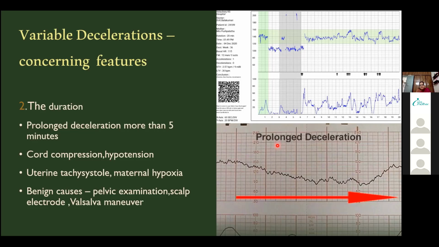So prolonged deceleration is pathological, but again, you reassess the patient. If there is a removable cause, remove it. And if it is in the second stage, and if it is possible to help the patient with an instrumental delivery, do that.